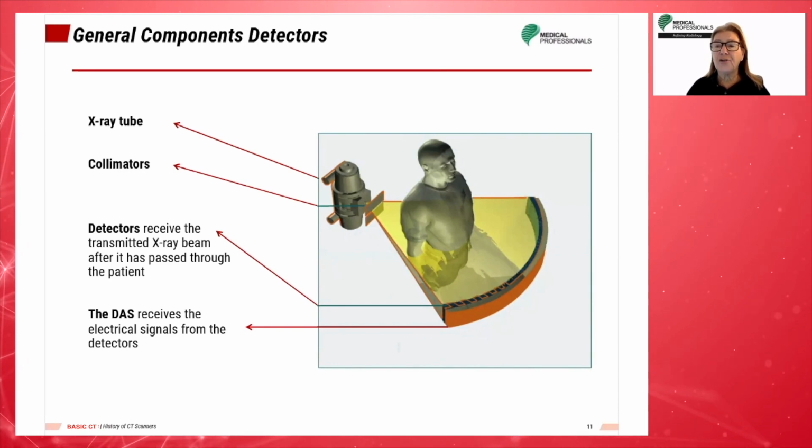The detectors, which receive the transmitted X-ray beam after it has passed through the patient, convert the photons from the X-ray beam to an electrical signal, while the data acquisition system, or DAS, converts the electrical signals from analog to digital. Detectors in a CT system should be small in size and be capable of responding with extreme speed to a signal.